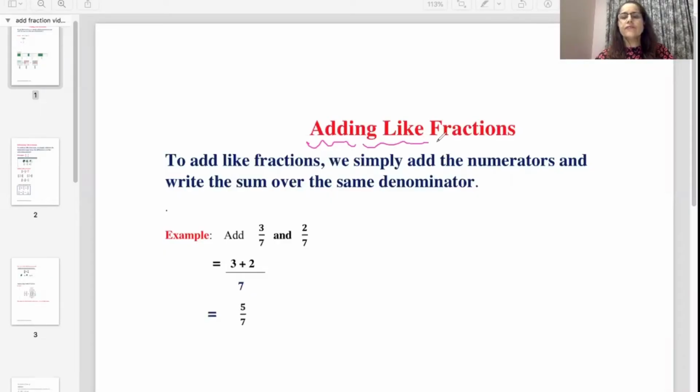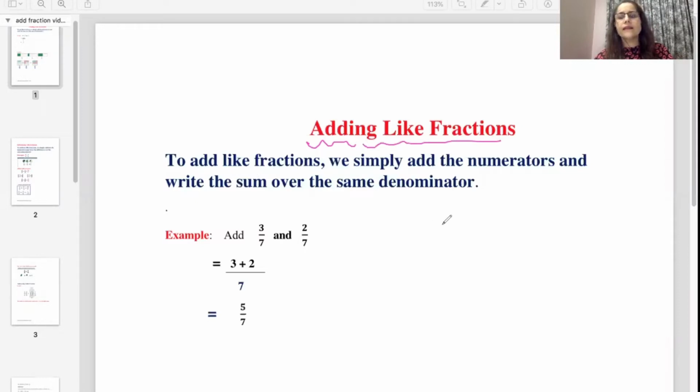Everyone. We have already learned fractions and types of fractions. Today we will learn how to add and subtract like and unlike fractions. So let's start. We will add like fractions. How to add like fractions?